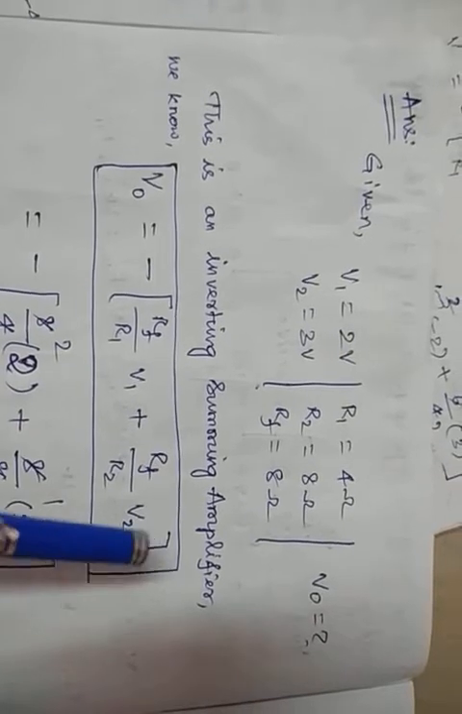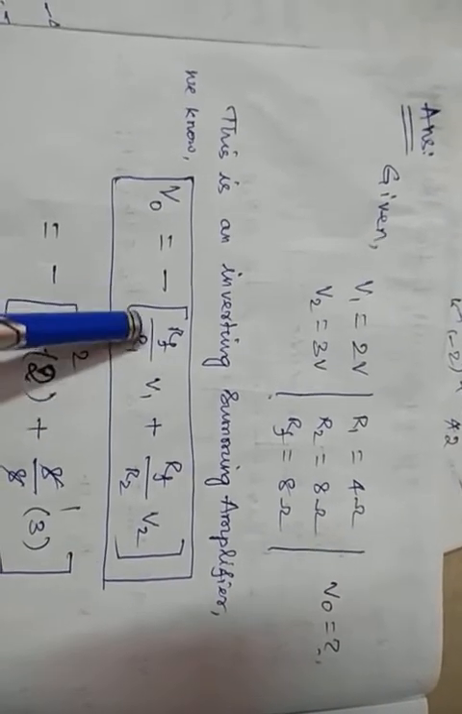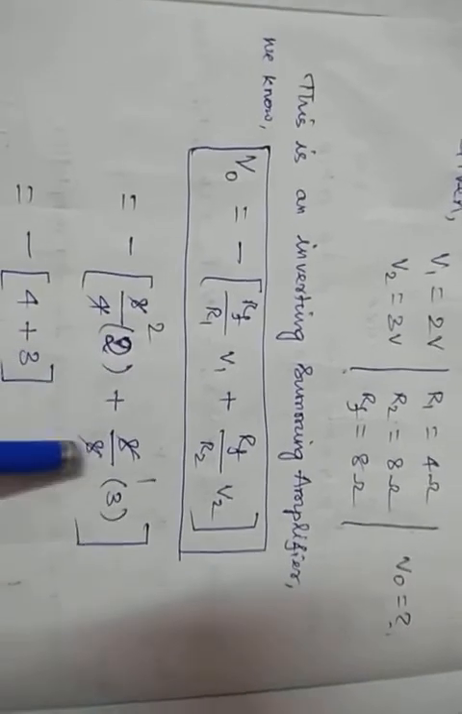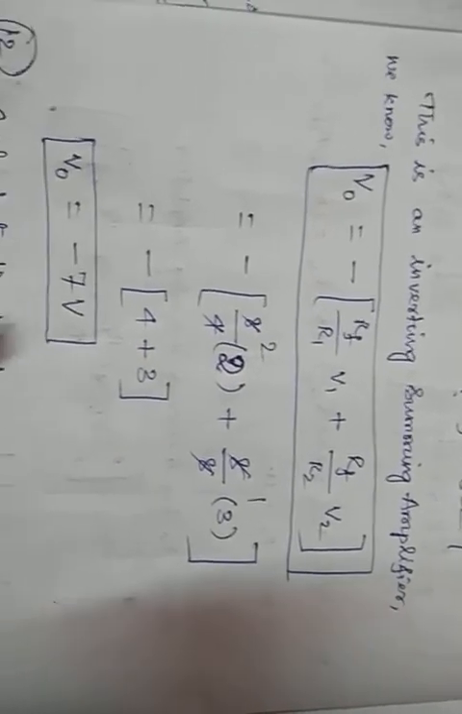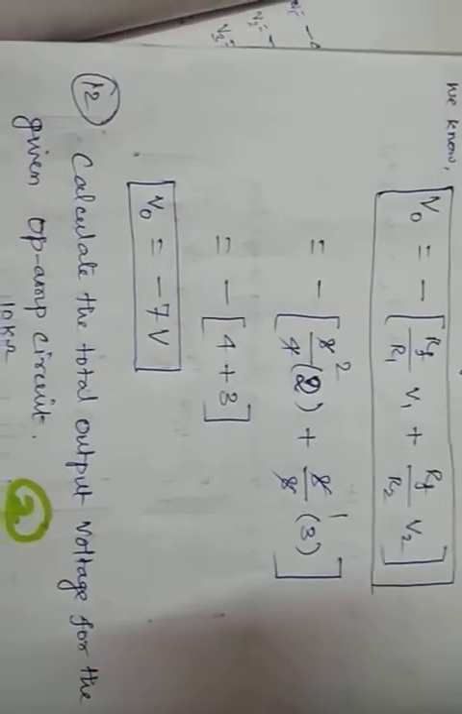So it is an inverting summing amplifier, and this is the formula only for 2 inputs. Substitute the values and simplify it. So we got minus 7 volt as the output voltage. So we'll move on to the last problem.